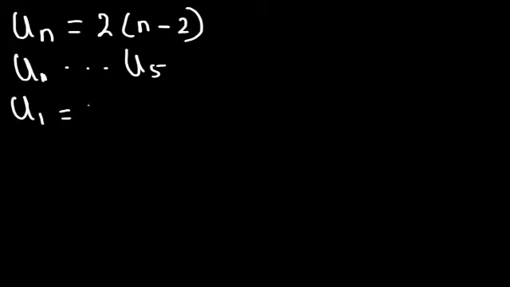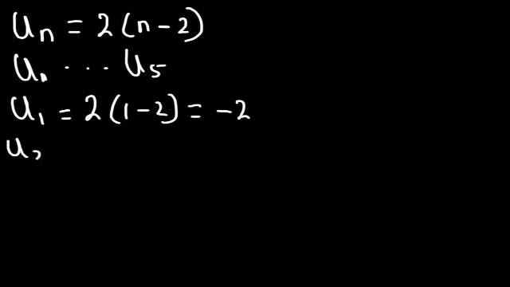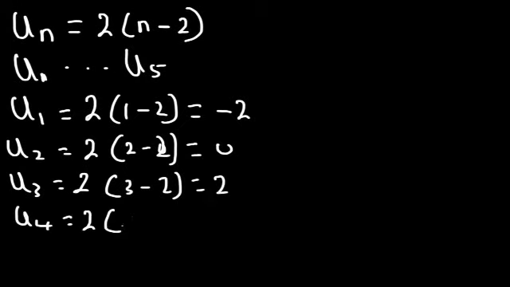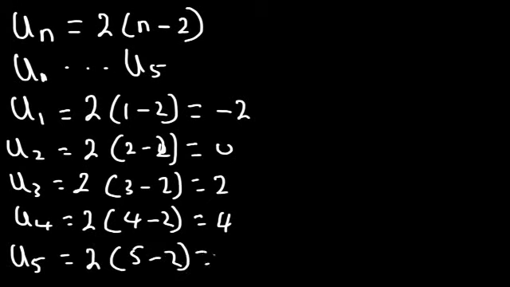Now let's begin by getting u of 1. So u sub 1 will be equal to 2 in a bracket of 1 minus 2, and 1 minus 2 is minus 1, so if you multiply we have negative 2. Then u sub 2 will be equal to 2 multiplied by 2 minus 2, and in the end we get 0. Then u sub 3 will be equal to 2 multiplied by 3 minus 2, and we have 2. Then u sub 4 should be equal to 2 multiplied by 4 minus 2, and we have 4. Then the last one, u of 5, should be equal to 2 multiplied by 5 minus 2, and we have 6.